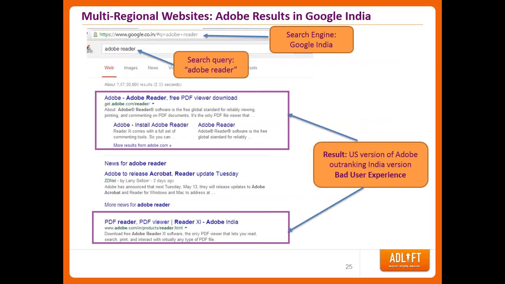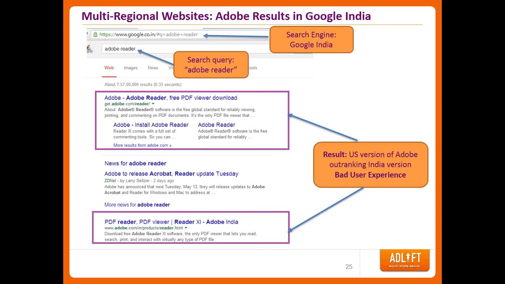Then moving to another example, which is Adobe. I went to Google India and typed the query Adobe Reader, because I was looking to buy Adobe Reader. What I see is that the US version is ranking ahead of the India version. When I clicked on it, it took me to the US version instead of the India version, and you can see the India version is ranking on the third page. I'm someone typing this query from India and am more interested in buying an Indian product which is in India.